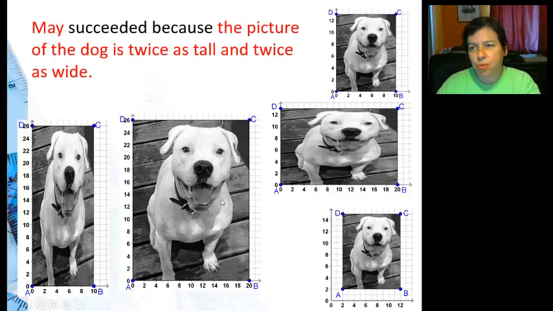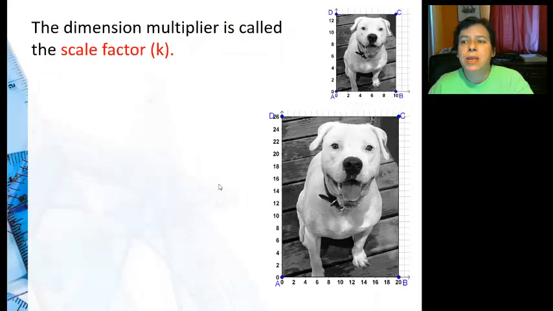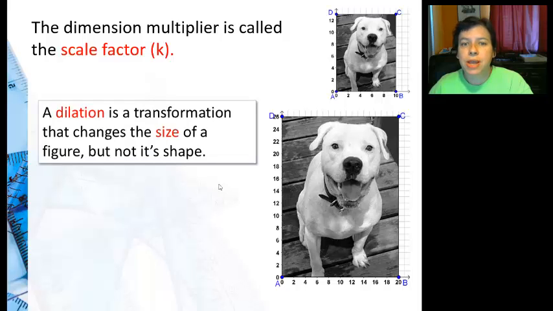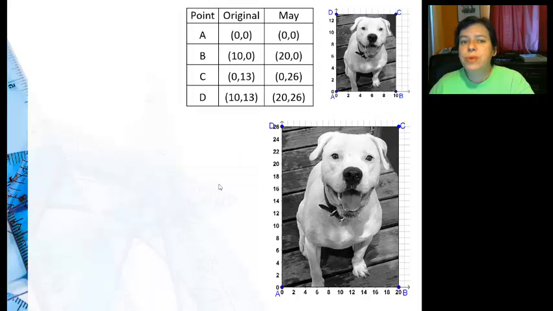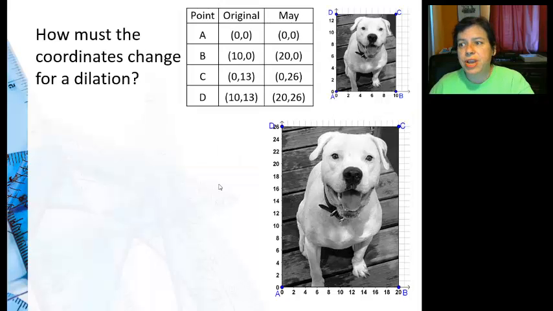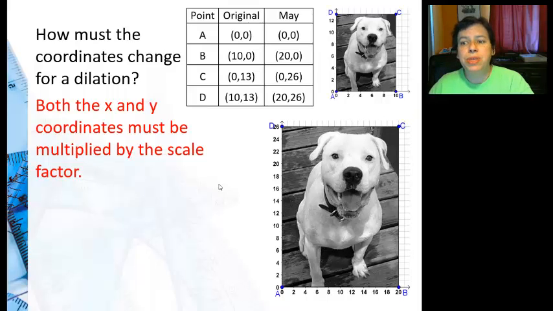Well, May is the one who succeeded because the picture of the dog is twice as tall and twice as wide. And it makes dilation about the origin a pretty easy thing to do. What we're going to do is use the scale factor, which we will abbreviate as K. And a dilation is a transformation that changes the size of a figure, but not its shape. So when we're doing a dilation, how must the coordinates change? Well, you just multiply both the x and y coordinates by the scale factor.